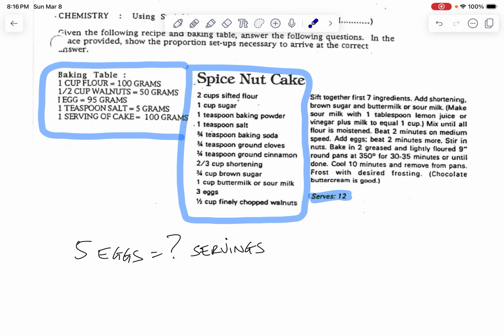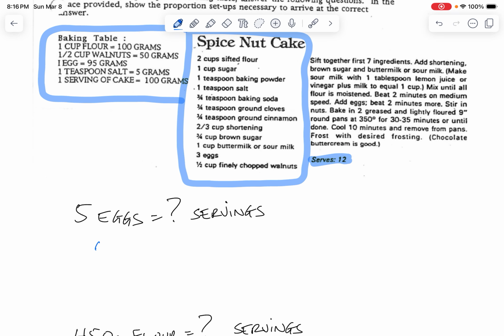So to start out our problem, I'm going to write down my given information, which is 5 eggs. And I'm going to multiply by a conversion factor, something that relates eggs and servings. If we have one relationship, then we only need one of these conversion factors. I see that in my recipe, for every 3 eggs, I can make 12 servings.